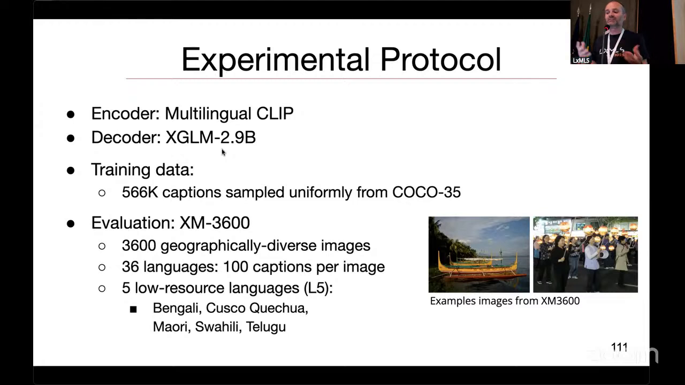And we used multilingual CLIP as the encoder of the visual data. And we trained it on only 500,000 image captions, sampled from 35 different languages that were machine translated from an English language dataset. And we evaluated it on a dataset called XM3600, which contains geographically diverse images in 36 different languages. And 5 of them are specifically low resource: Bengali, Cusco Quechua, Maori, Swahili, and Telugu.